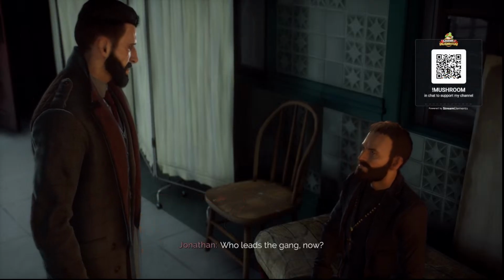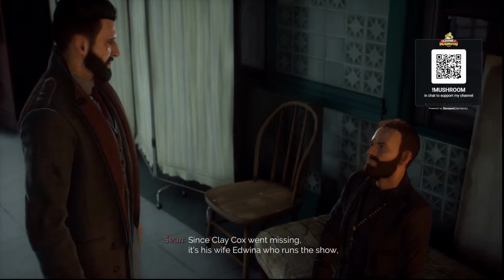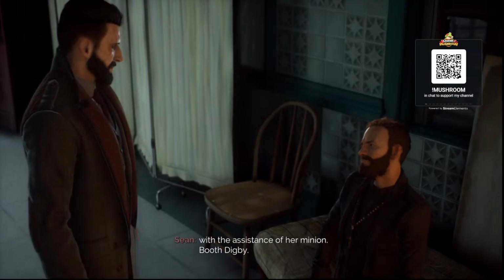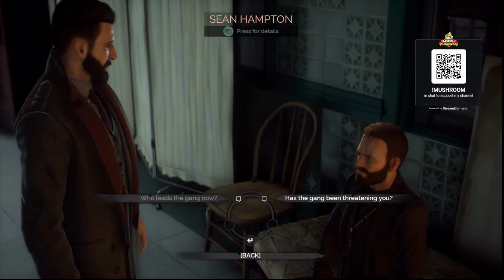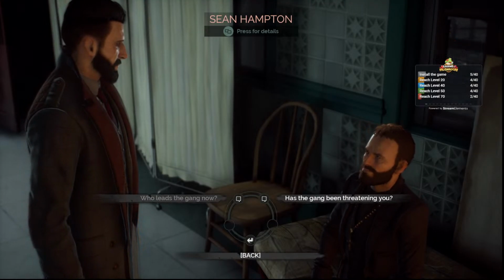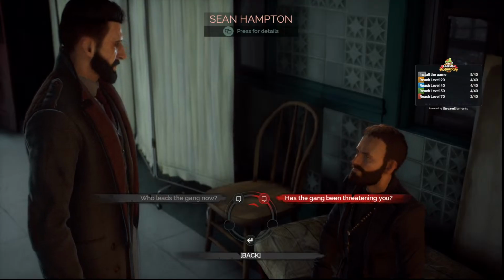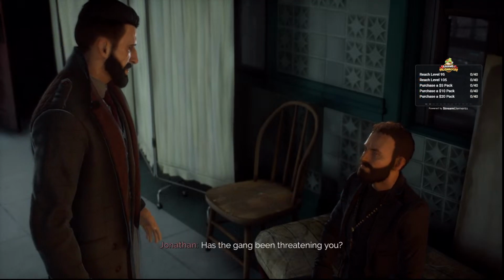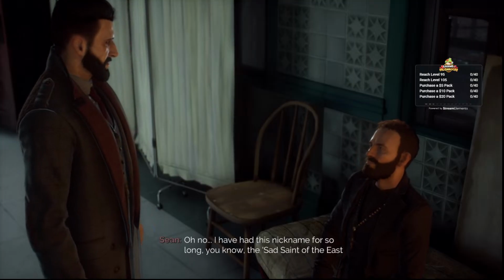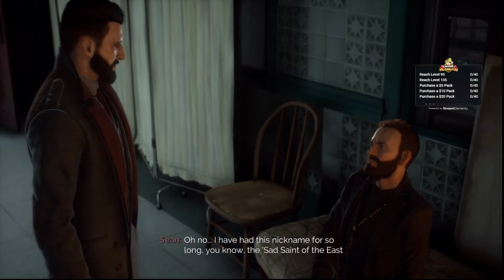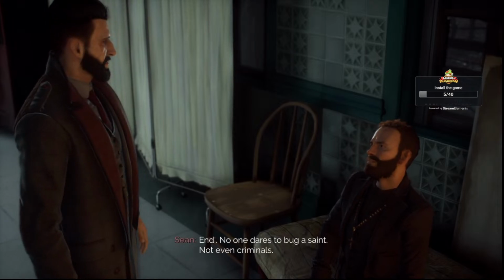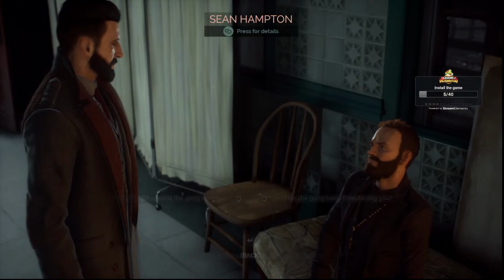Who leads the gang now? Since Clay Cox went missing, it's his wife Edwina who runs the show, with the assistance of her mate, Ruth Digby. I don't know why, but you say Ed Wiener? What kind of name is Ed Wiener? Has the gang been threatening you? No. I've had this nickname for so long, you know, the sad saint of the East End. No one dares to bug a saint, not even criminals.